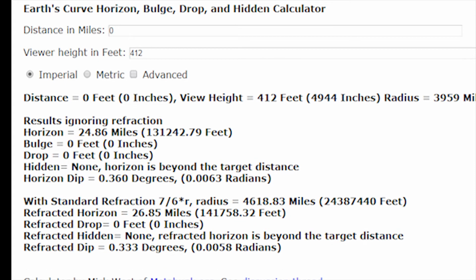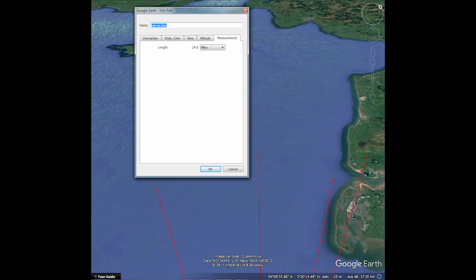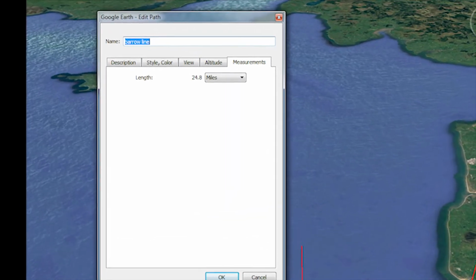And this statistic can be plotted onto a horizon calculator which shows the horizon should be 24.8 miles away. So now I'm putting in a 24.8 mile line on Google Earth to the side of Barrow-in-Furness, as my calculations were based on the ocean.